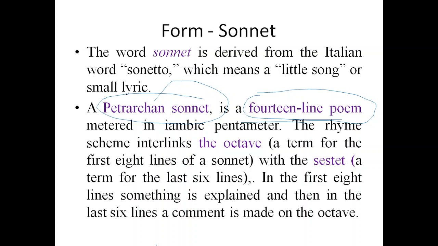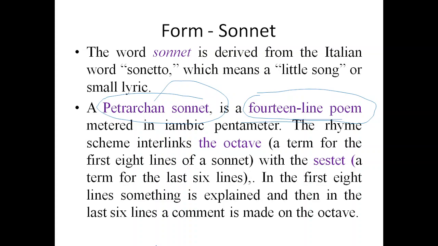And Petrarchan sonnet, there are 2 parts, two stanzas in a Petrarchan sonnet: octave and sestet. Octave is 8 lines which introduce a problem or explain something, and then the sestet of 6 lines which make a comment on the first 8. So in this way. Now you can go through the summary also.